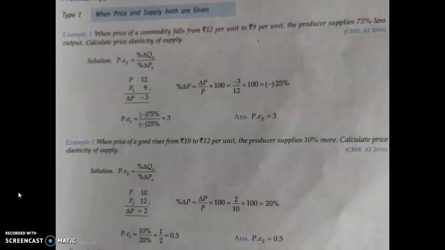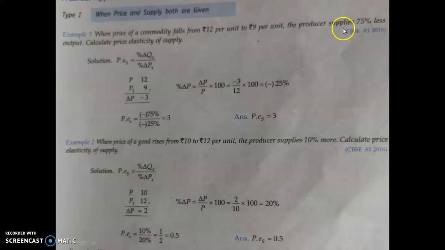Here there are two situations. The first type of problem related to price elasticity of supply is when price and supply both are given. Example 1: when the price of a commodity falls from rupees 12 per unit to rupees 9 per unit, here 12 is the initial price and 9 is the new price, then the producer supplies 75% less output. Calculate price elasticity of supply.